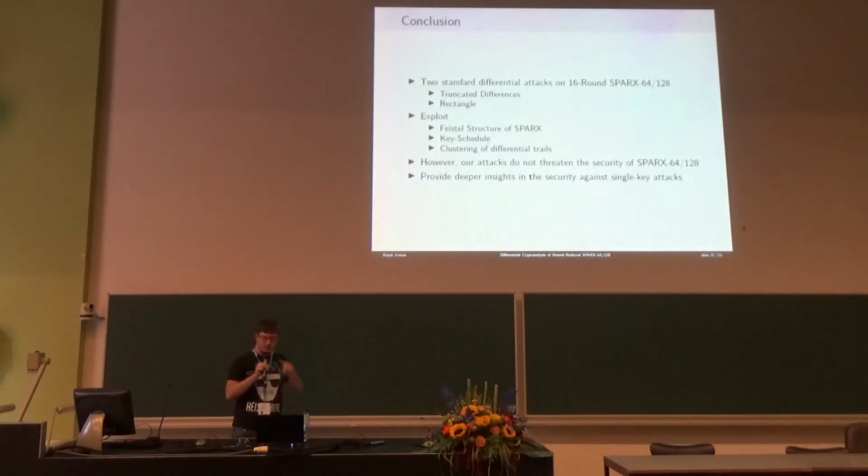So in conclusion, we presented 2 standard differential attacks on 16 rounds of SPARKS. One is based on truncated differential, the second one is based on rectangle attacks. In our attacks we exploit the Feistel structure of SPARKS, we exploit a property in the key schedule, and we also used some clustering of the differential trace, so we looked at differentials as well. And I want to emphasize our attacks do not threaten the security of SPARKS, so it's still secure, it has enough rounds. But we provide some deeper insight in the security against single key attacks.